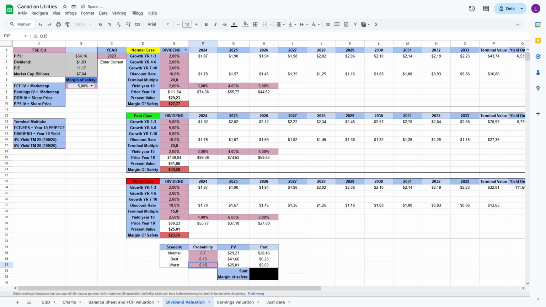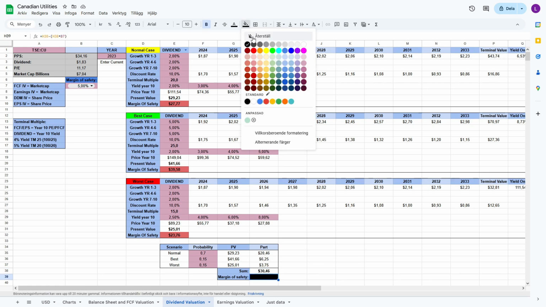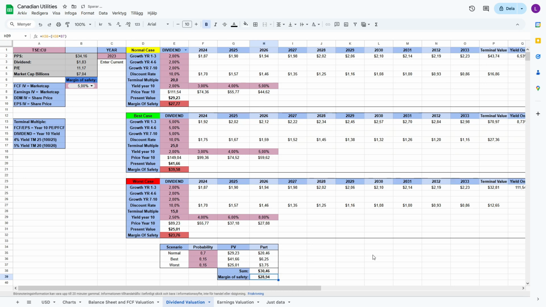Now for the scenarios. I would say the most probable scenario is 70% normal, 15% best, and 15% worst, giving us a present value of $30.46, and with a margin of safety, $28.94.